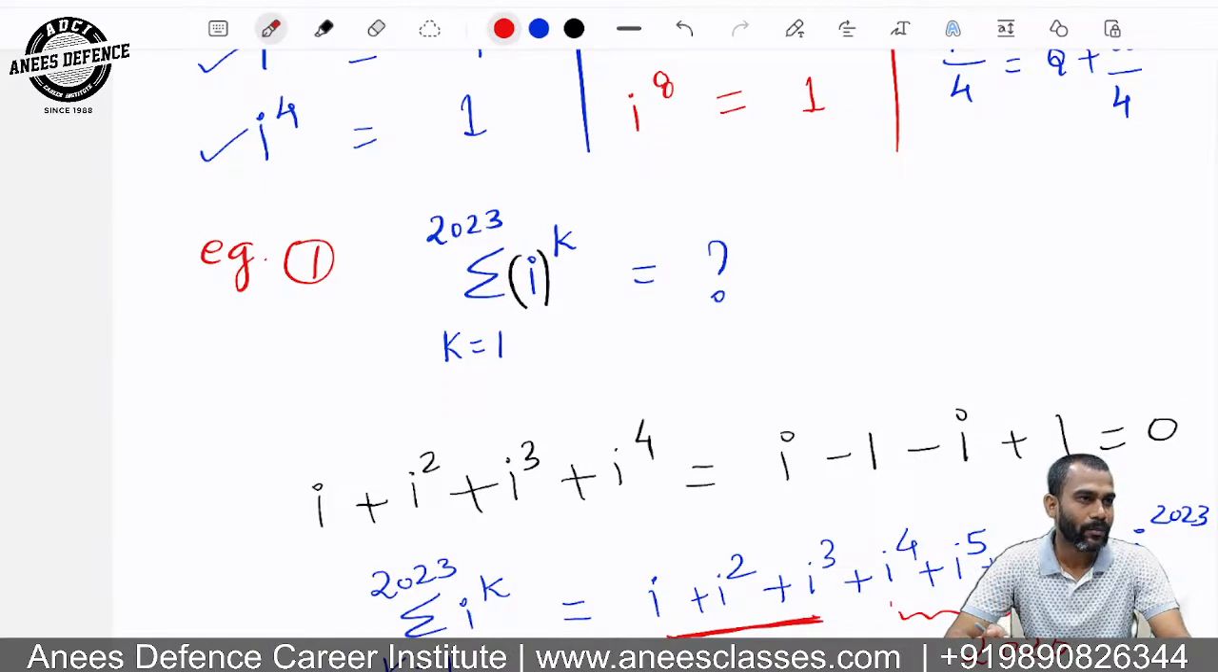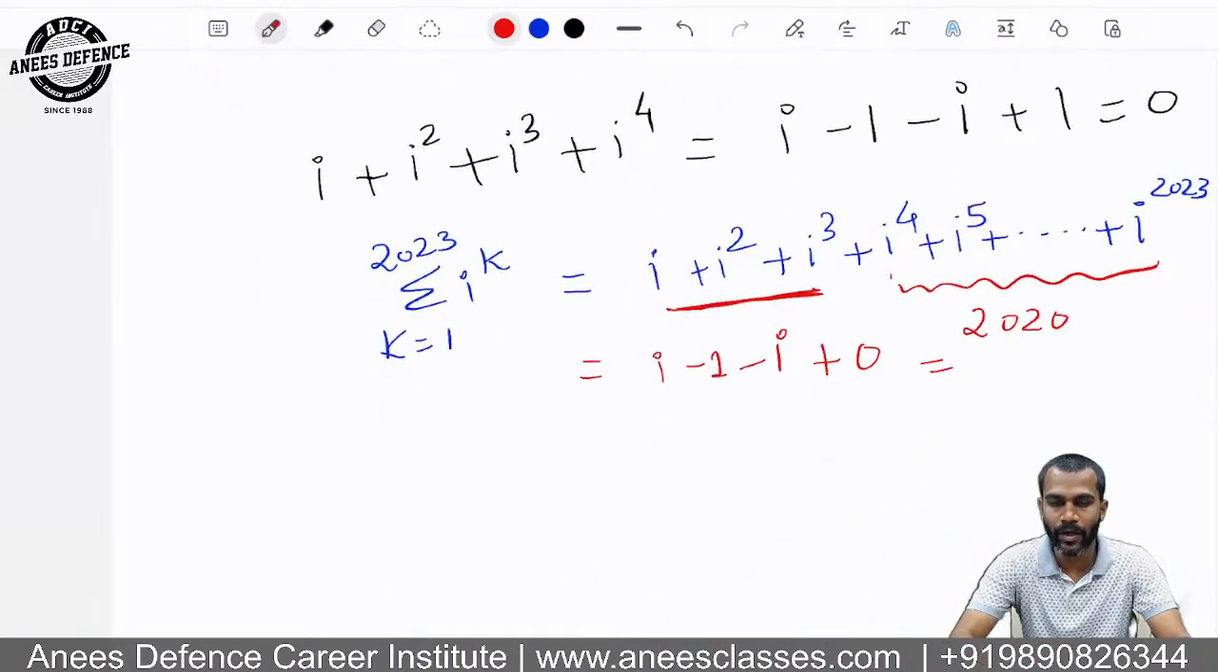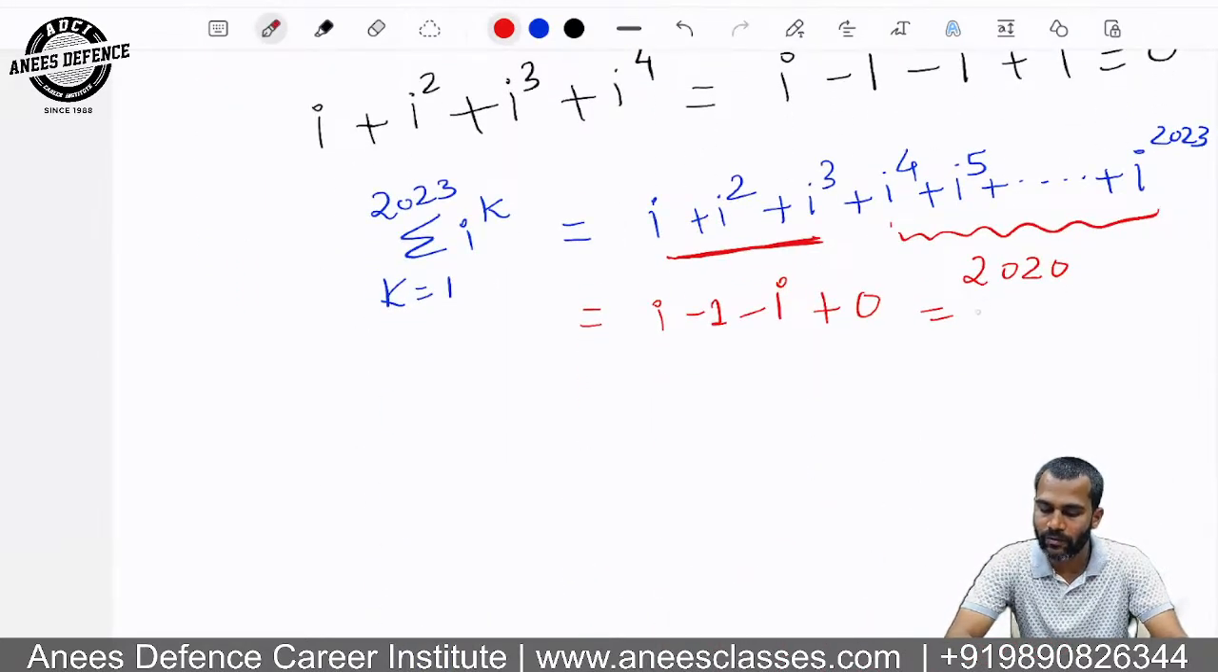I hope you got it. Because we know the sum of 4 consecutive powers of iota is 0 and 2020 is a multiple of 4. So 0 will be there from iota raised to 4 till iota raised to 2023. So only iota square and iota cube we have to add. The answer would be minus 1 minus iota plus iota, which is 0. The answer is minus 1. I hope you got it.